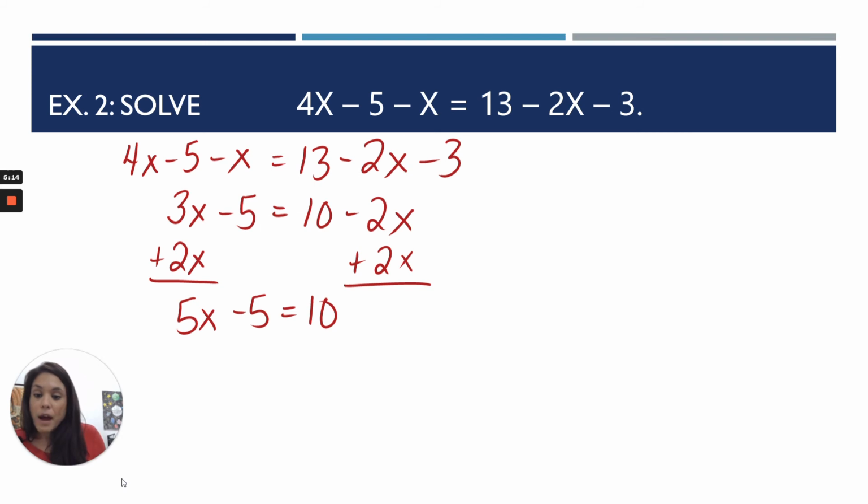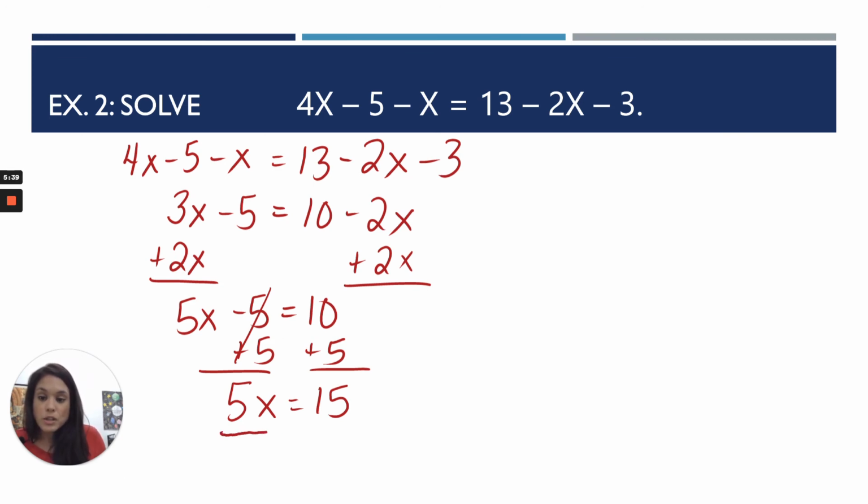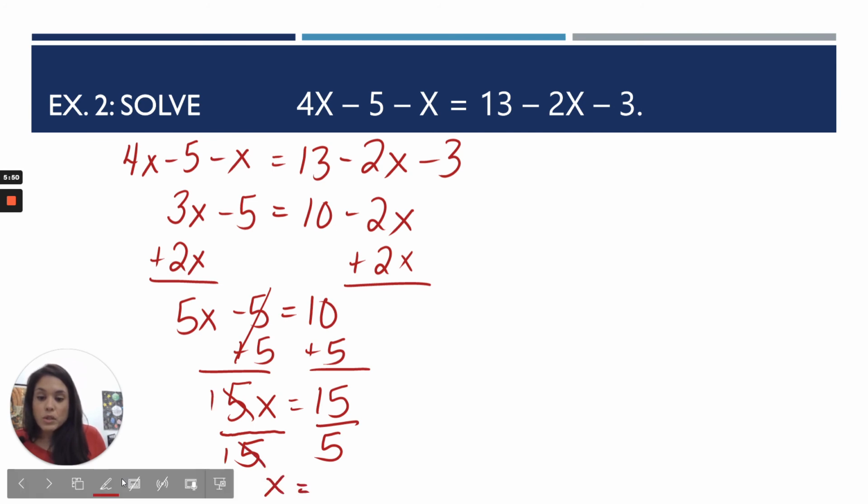So let me add 5 to the right side. Okay, this is the inverse of subtraction, so this cancels out. 10 plus 5 equals 15, and I'm going to bring down my 5x. So this is 5 times x. We're going to do the inverse of multiplication, which is division, and divide both sides by 5. 5 divided by 5 is 1, and I'm left with x equals 15 divided by 5 is 3.